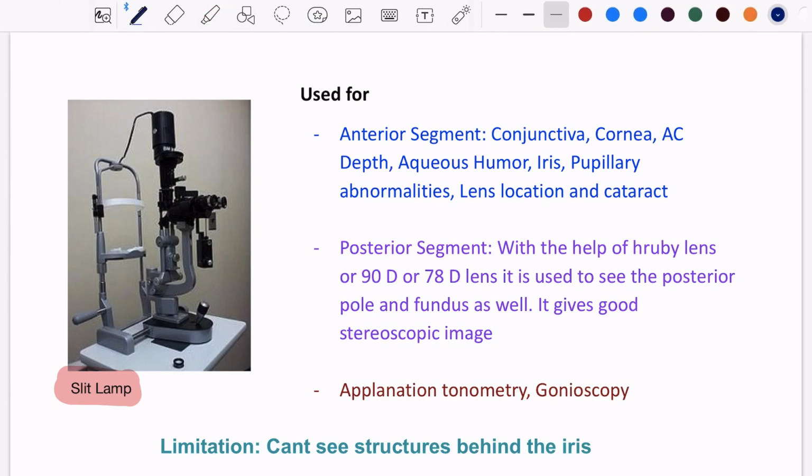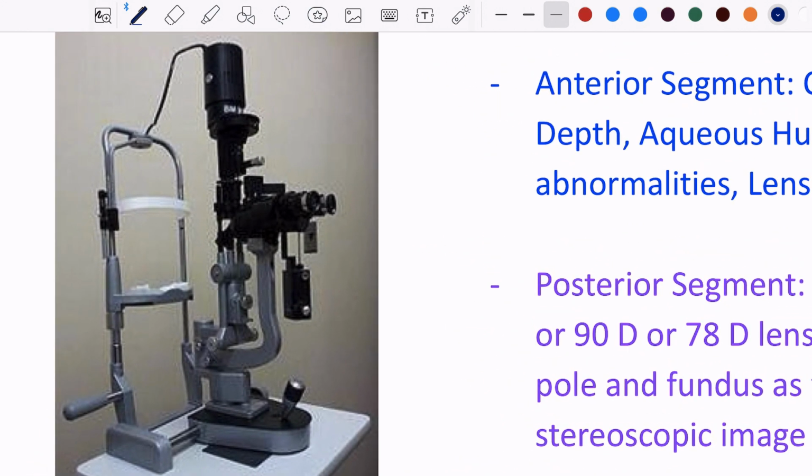What is this called? This is called a slit lamp. You can easily see there is a joystick here and the patient puts his chin on this chin rest. Through this eyepiece, we basically examine the anterior segment, and we can also examine, with the help of certain lenses, the posterior segment of the eye. Let us learn more about the slit lamp.